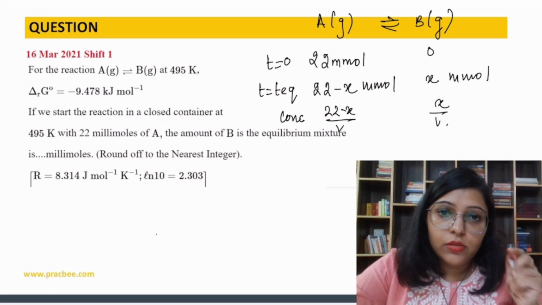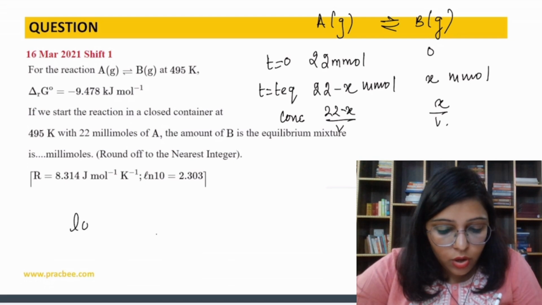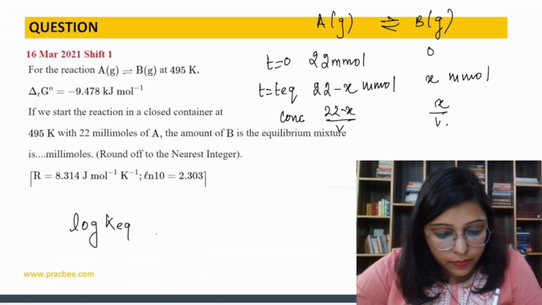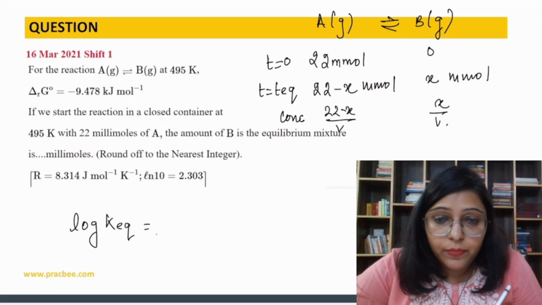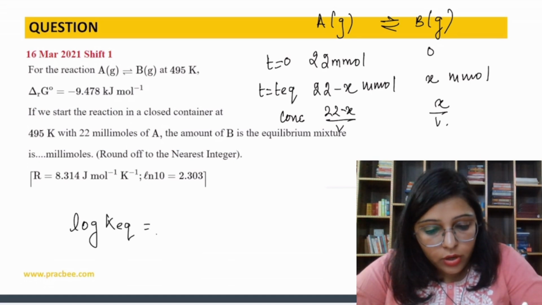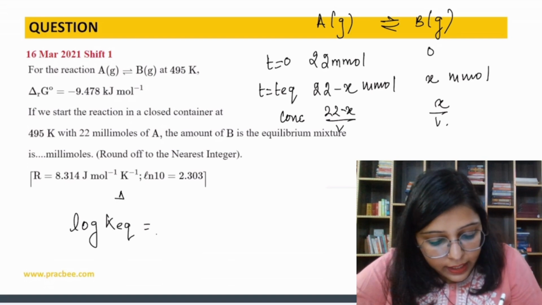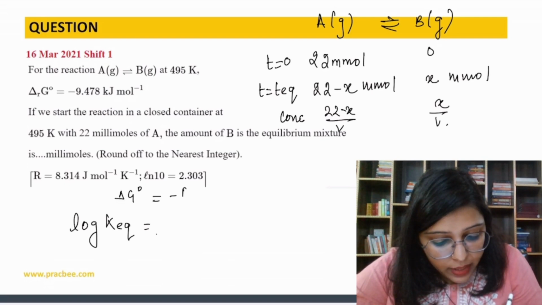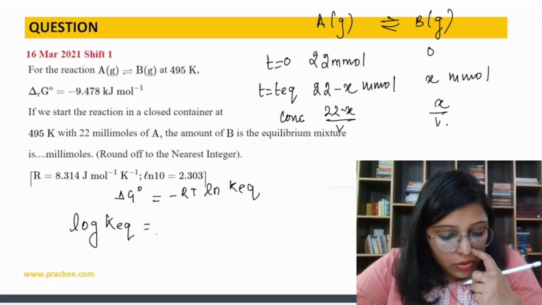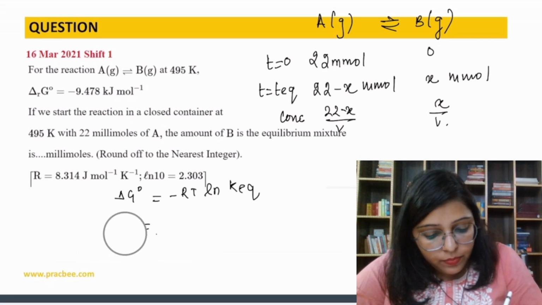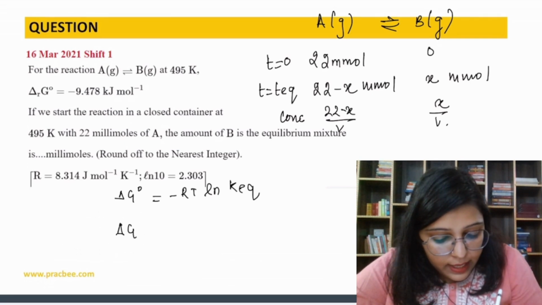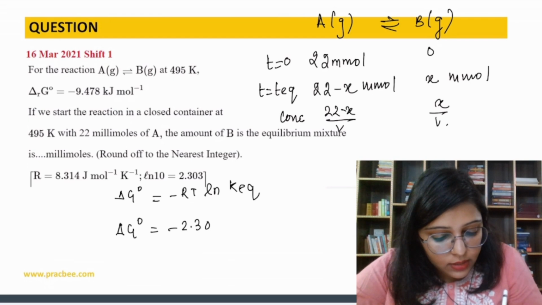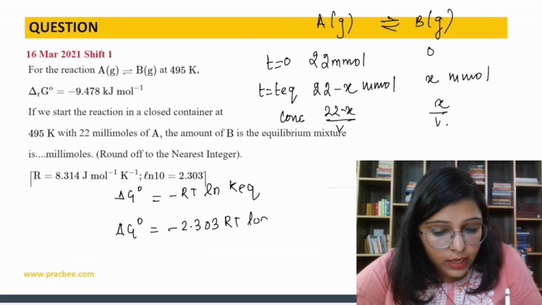So the first step is to find out log K equilibrium. How to find out log K equilibrium? By using this formula. Which formula? Delta G naught is equal to minus RT ln K equilibrium. So we can write delta G naught is minus 2.303 RT log K equilibrium.